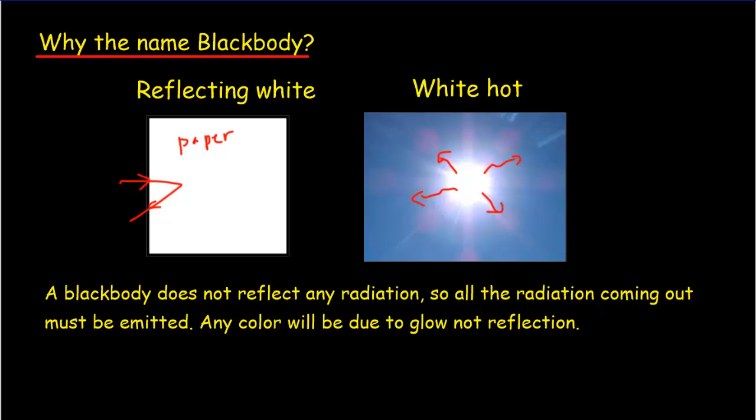A black body is an object that only absorbs radiation. It doesn't reflect radiation. So any color that a black body takes on would have to be solely due to that glow, that emitted radiation, and it would not at all be due to reflection. So a black body, it's just to make you think of a body that's going to absorb all the radiation that's incident on it.